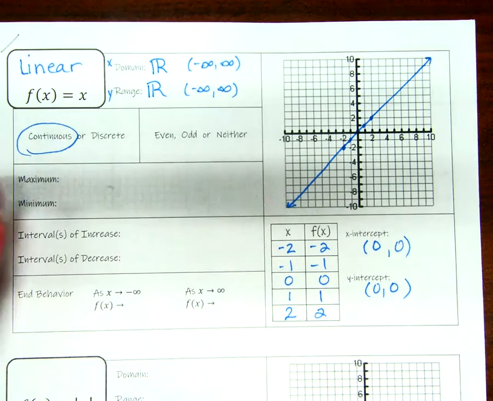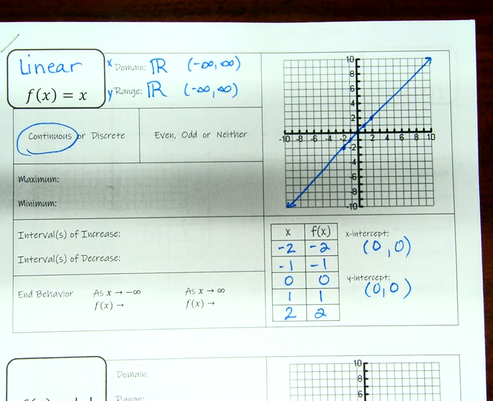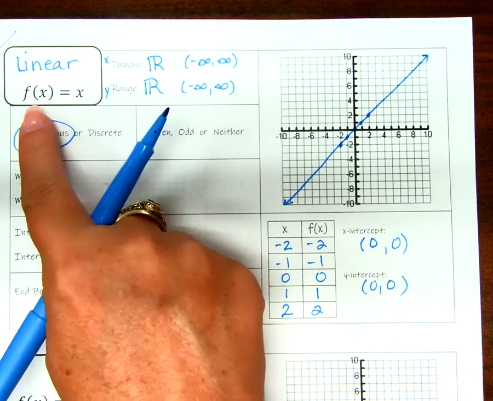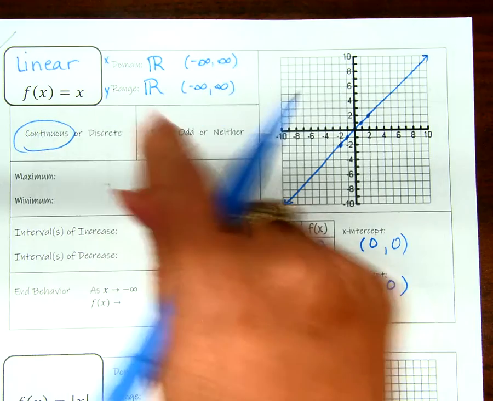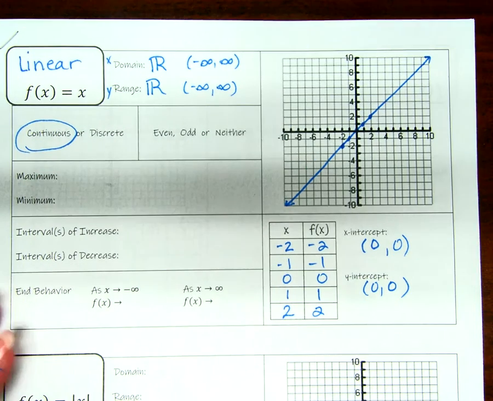Now, another way that we know it's continuous is that it was given to us as a function. Okay? It was given to us f of x equals x. There are some things that are given to us as a function that are not continuous, but we'll talk about those when we get there. For the most part, functions like this are continuous. Okay? Again, I'm not saying it's all the time that that's true because it's not, but for the most part, if you've got an equation that you're given, that's going to be a continuous function.